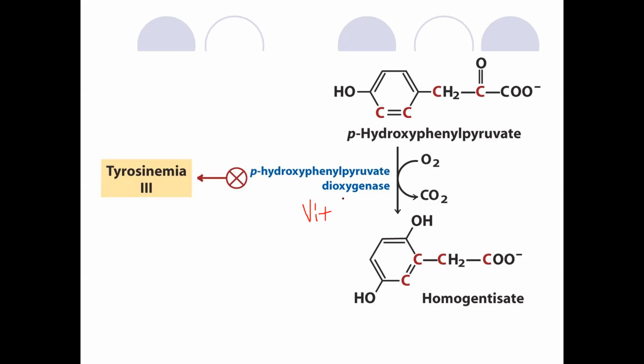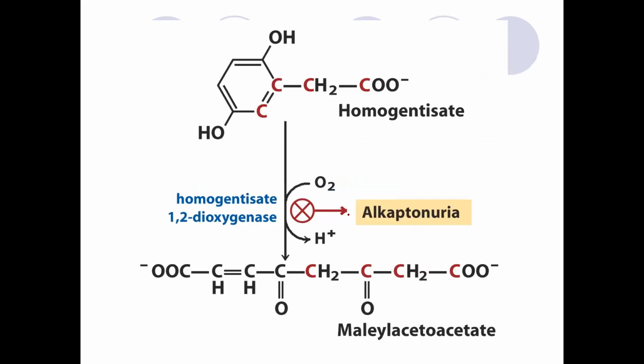Let's just say vit C. Tyrosinemia 3 and tyrosinemia 2 phenotypically are indistinguishable, except that in the case of tyrosinemia 3, p-hydroxyphenylpyruvate will be produced in the urine, whereas with tyrosinemia 2, it will be tyrosine that you will excrete into the urine. So that makes this compound called homogentisate.